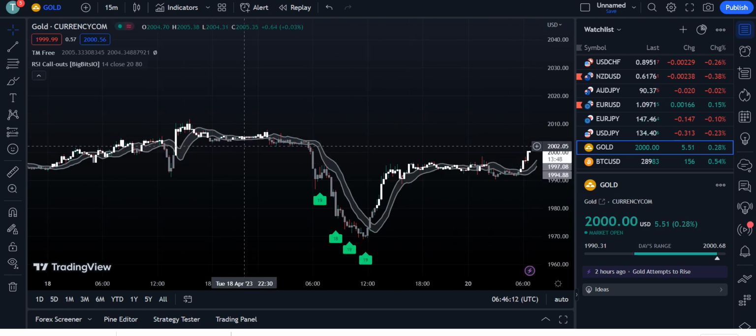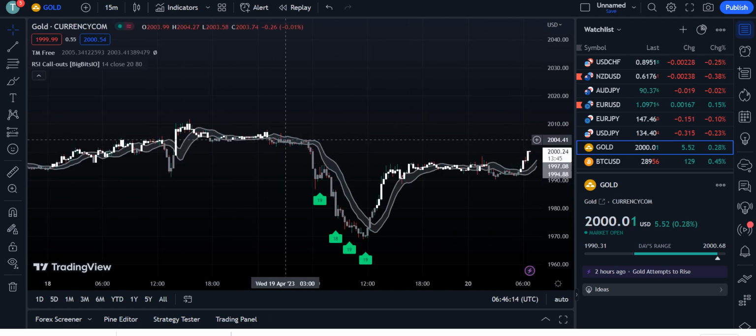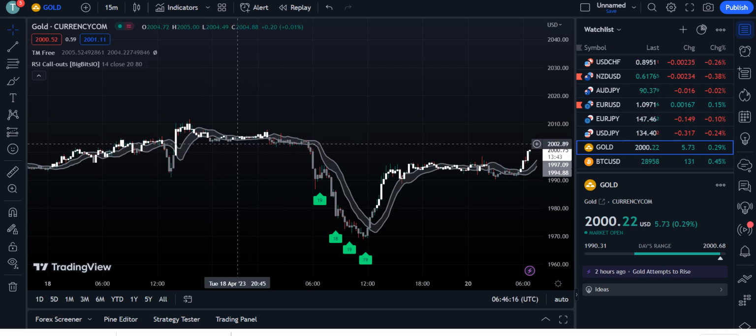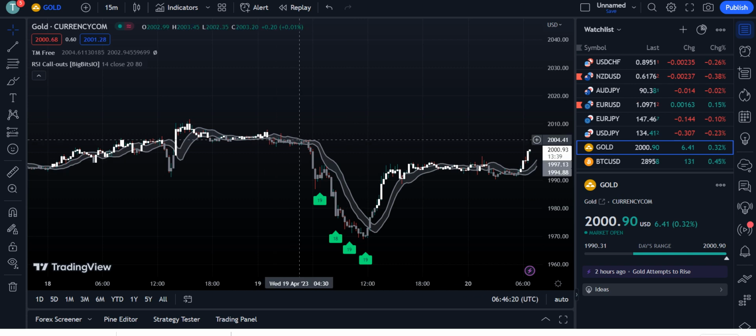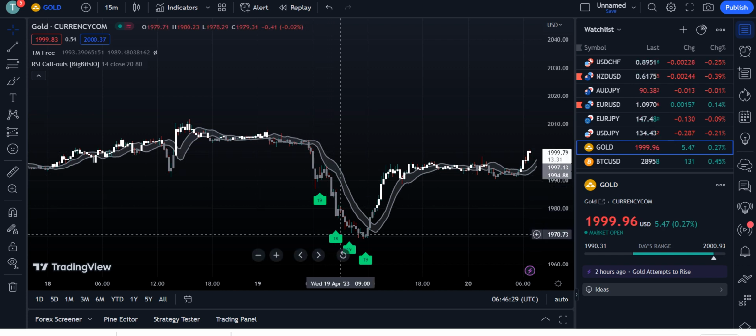Always remember, if your market is moving between these 2 levels, then you are not going to enter any trade. You have to wait for your market to go above or below this cloud. If it goes up, it means it is at the overbought level, and if it is below this cloud, it means it is at the oversold level.